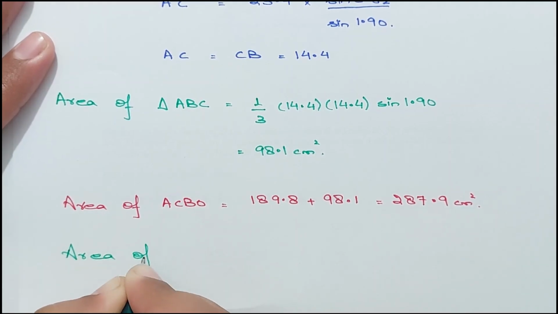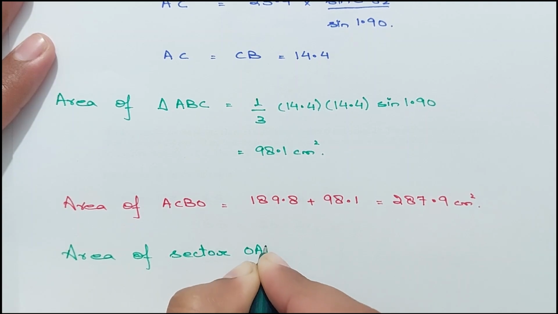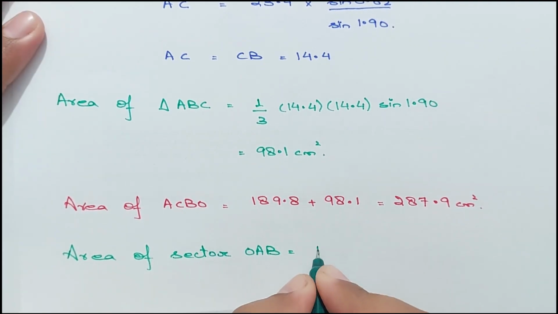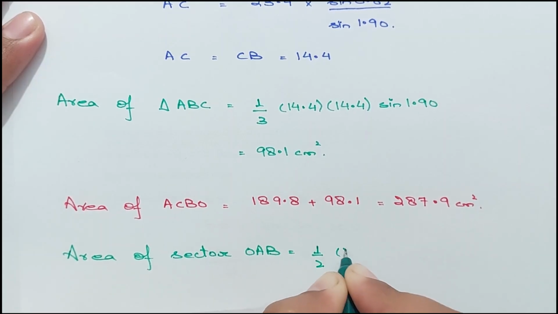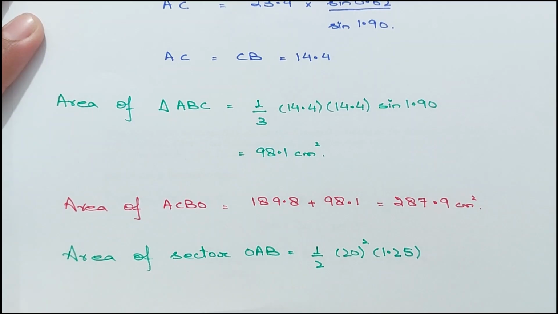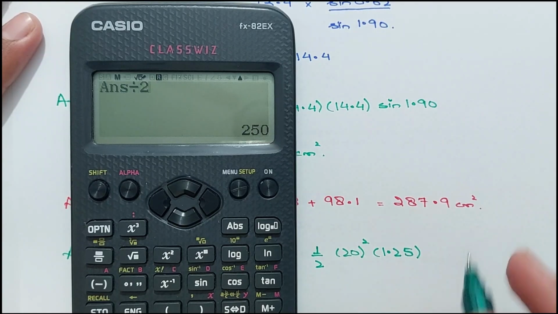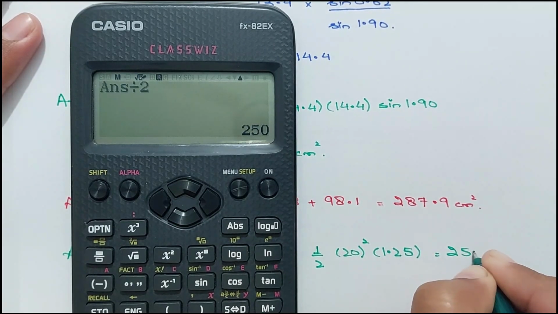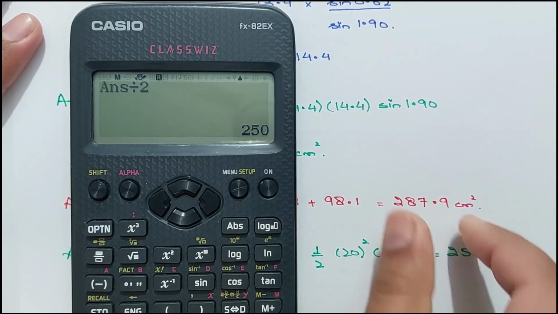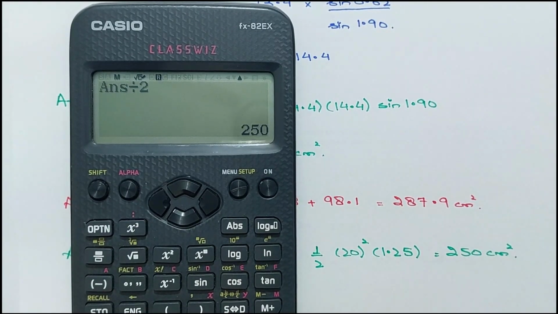Area of sector of a circle, which is OAB. Area of a sector is half radius square theta, and theta is 1.25. 1.25 times 20 times 20 divided by 2 is 250 centimeter square. From total area, subtract the sector area, we will get the shaded one, right?